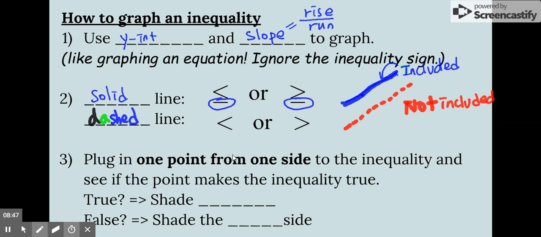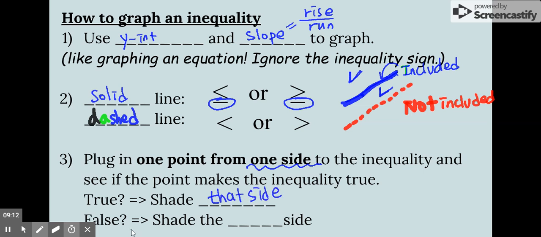And number three, after you decide solid or dashed, plug in one point from one side, just one side, into the inequality and see if the point makes the inequality true. So either this side or this side will make the inequality true. You have to choose if it's going to be the left or the right, up or down. If it's true, then you need to shade that side.